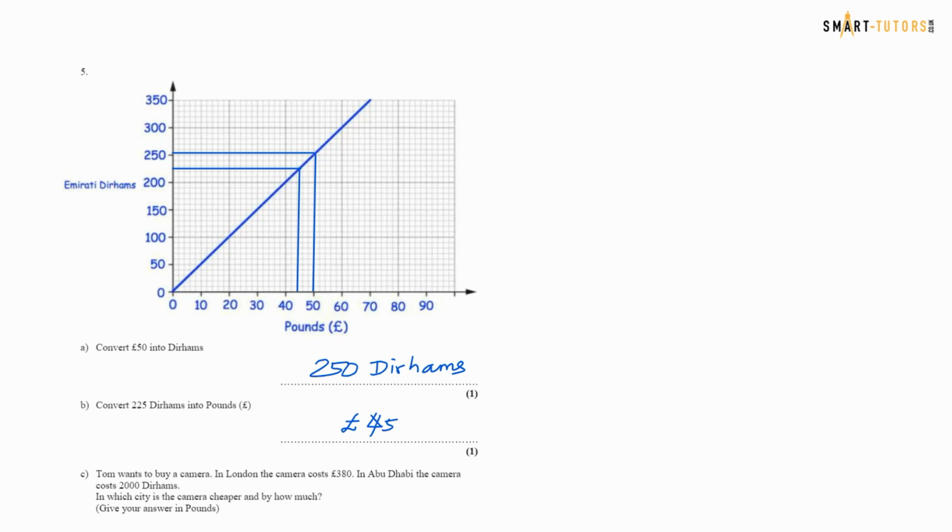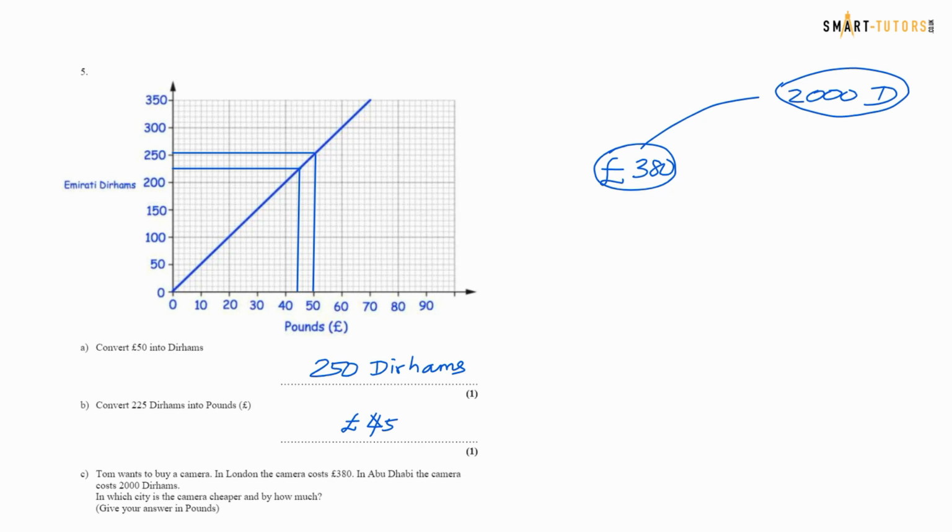Tom wants to buy a camera. In London, the camera costs 380 pounds. In Abu Dhabi, the camera costs 2000 dirhams. So the same camera in London costs 380 pounds, and in Abu Dhabi it costs 2000 dirhams. In which city is the camera cheaper and by how much?